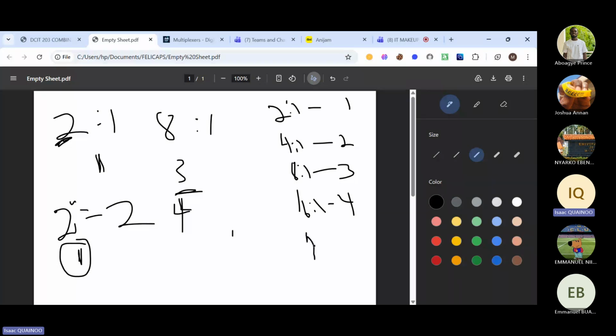For a 32:1 multiplexer, we need how many select lines? 5. It's very good. And if we take 2 to the power 1, we'll get what? 2. 2 to the power 2, we'll get what? 4. 2 to the power 3, we'll get 8. 2 to the power 4, 16. 2 to the power 5, 32.